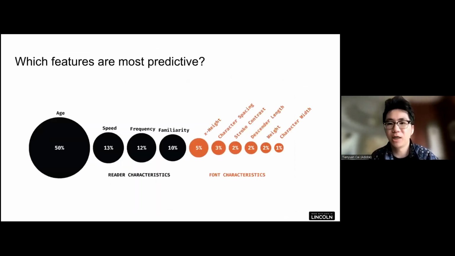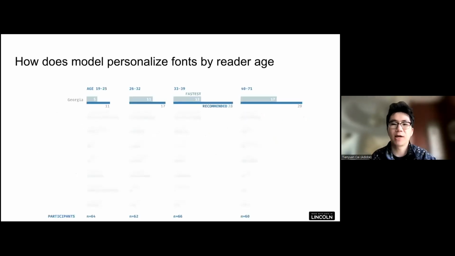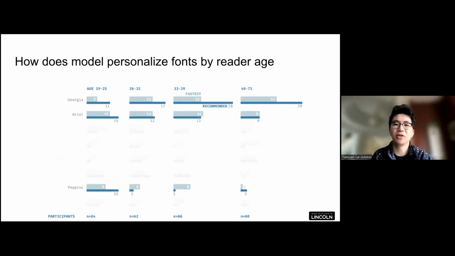We can also dive deeper to understand why our model works well in this particular case. And as we expected, a combination of reader and font information helped support accurate model predictions. Among all the factors considered, we found that the participant's age played the largest role in providing an accurate font recommendation. This is a pattern that has repeatedly come up during our interviews with the typographers as well. When we look at the font recommendation by quartiles of age, we find that Georgia is recommended more often for the older users. Arial generally works well across age groups. And on the other hand, Poppins worked particularly well for participants between the ages of 19 and 25.